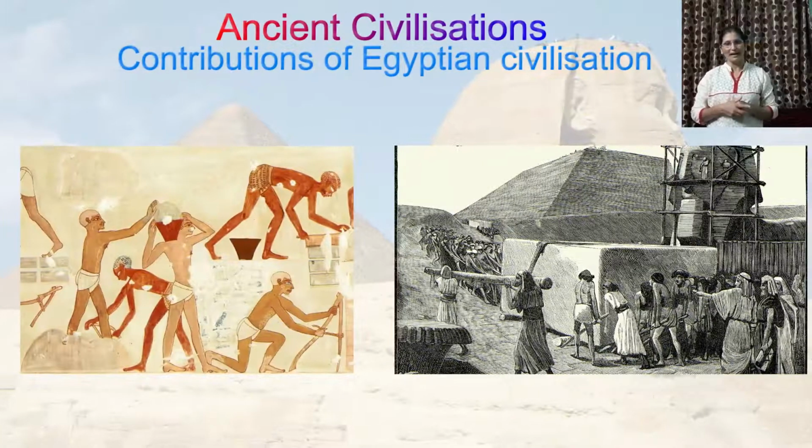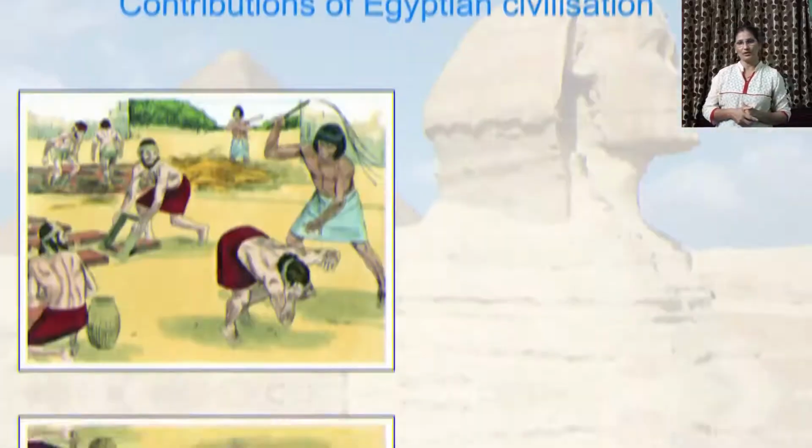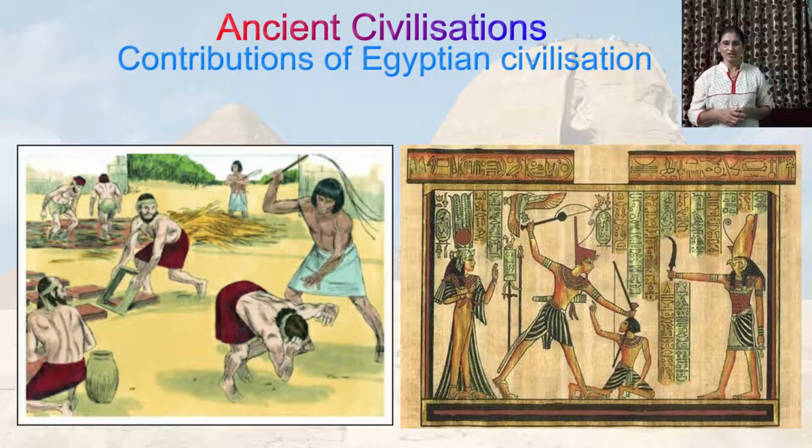One of the bad aspects of this civilization was slavery. It was one of the black marks on Egyptian civilization. Here, the condition of slaves was pathetic, which means miserable or sorrowful. Slaves were the poor people, and they were purchased by the rich people. These people suffered a lot under the rich landlords.